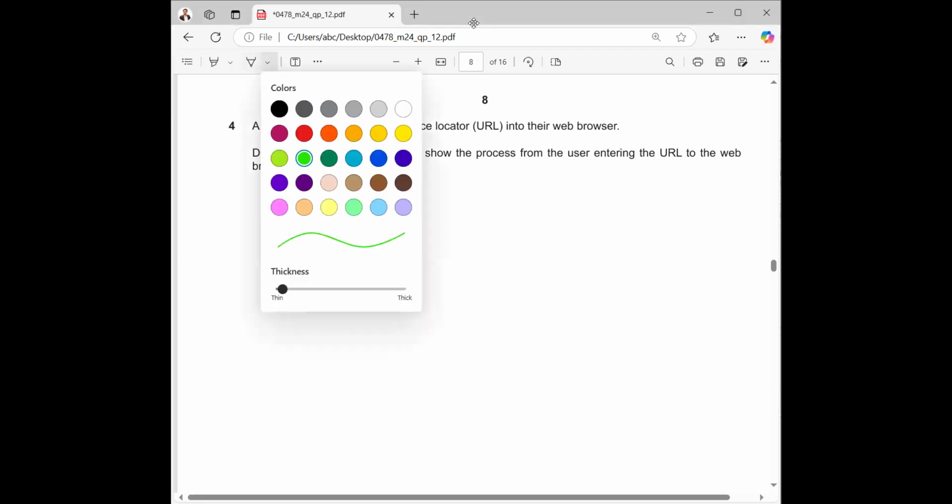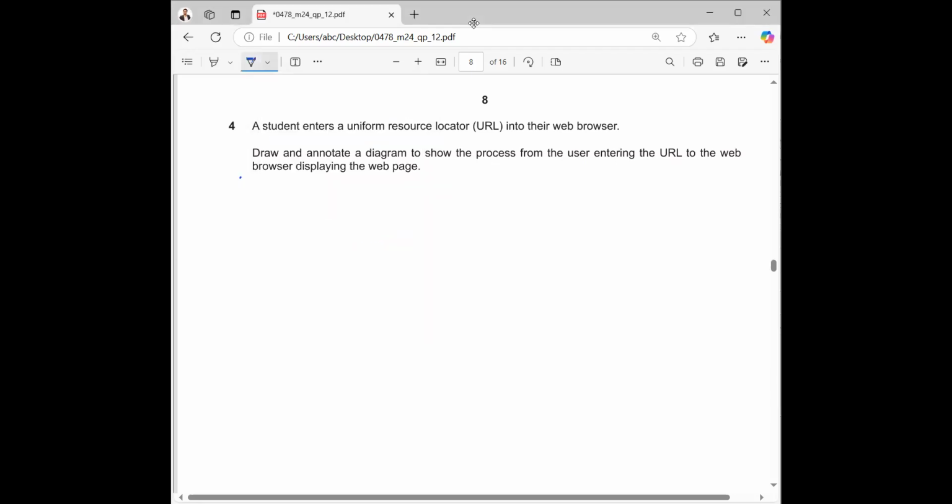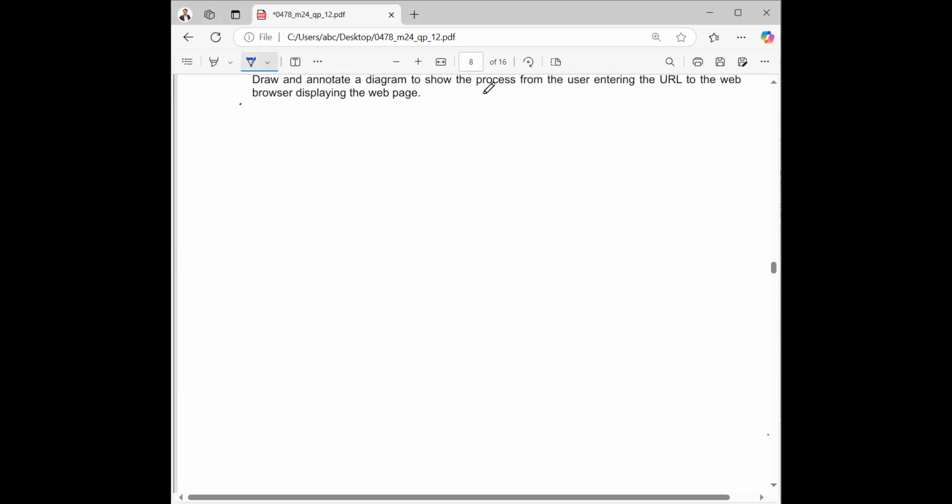This question says that you have one user and the student enters a URL, uniform resource locator, into a web browser. What you need to do is draw and annotate a diagram to show the process from the user entering the URL to the web browser displaying the web page. So you need to create a diagram. First of all, let's create the student's computer here.